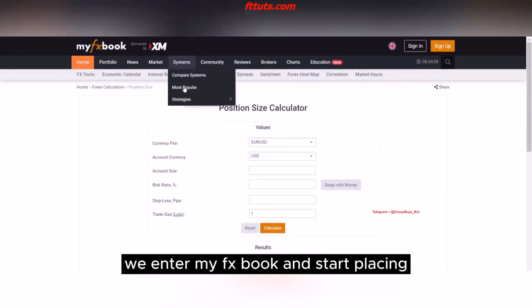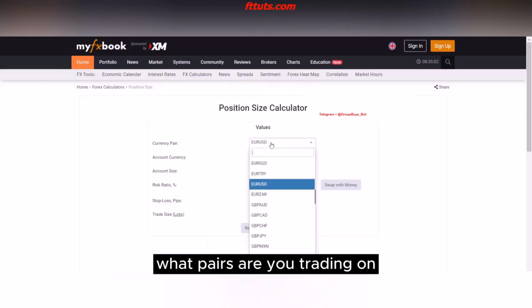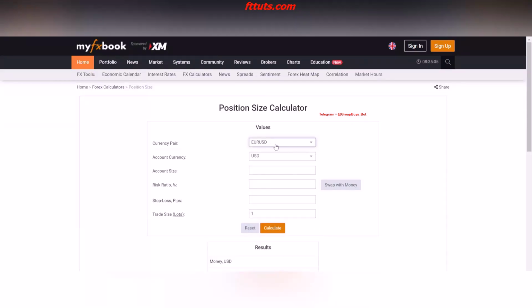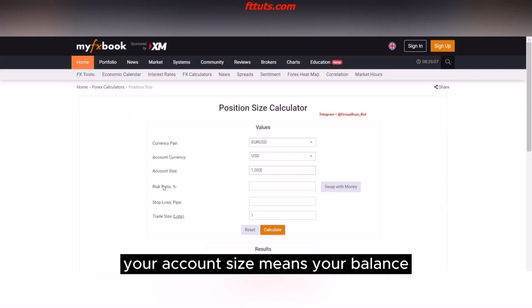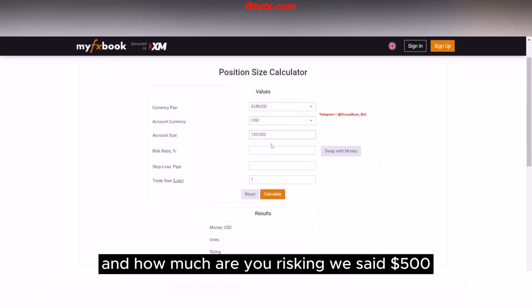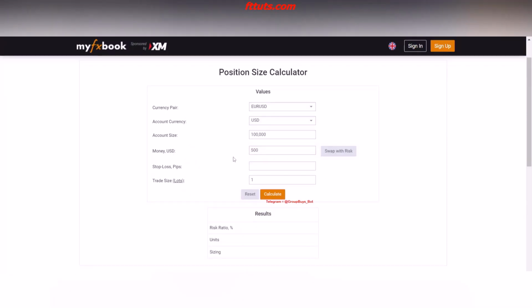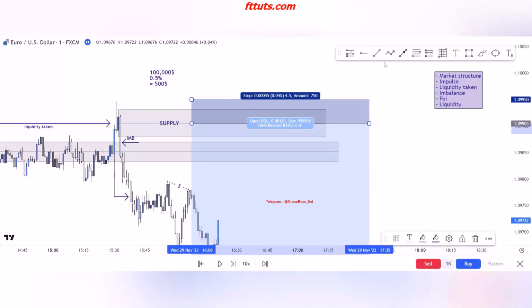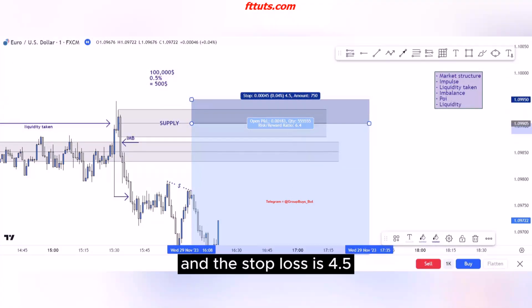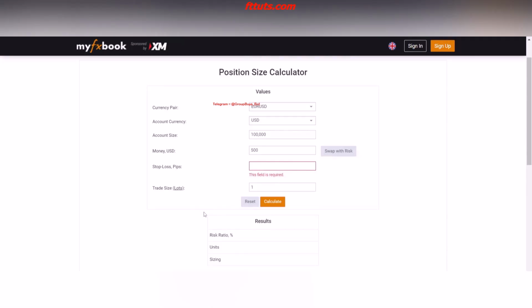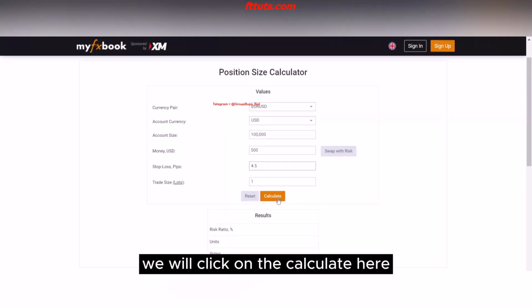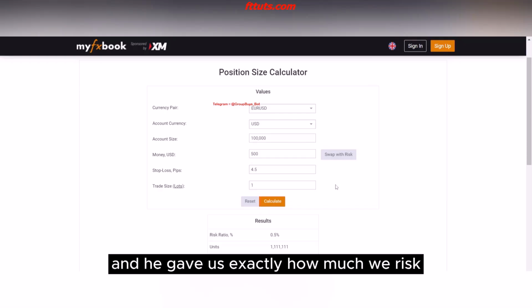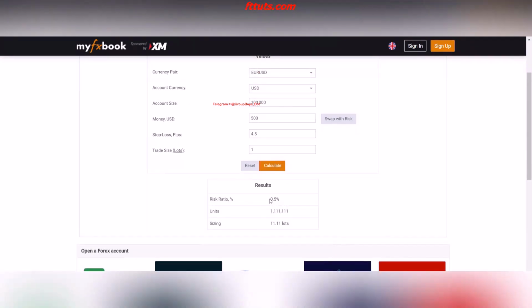We enter MyFXBook and start placing. What pair are you trading on? Your account size means your balance. And how much are you risking? We said $500. And the stop loss is 4.5. We will click on calculate here, and it gave us exactly how much we risk and how many lots to enter a trade.